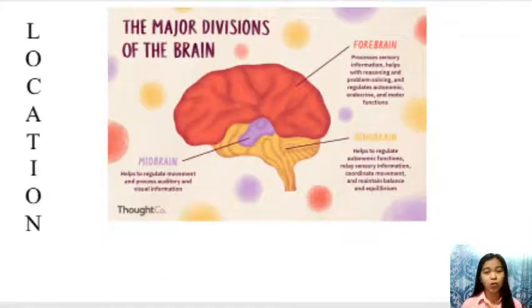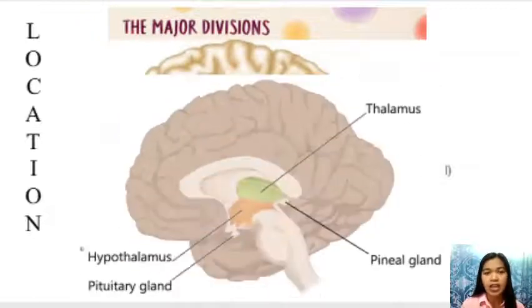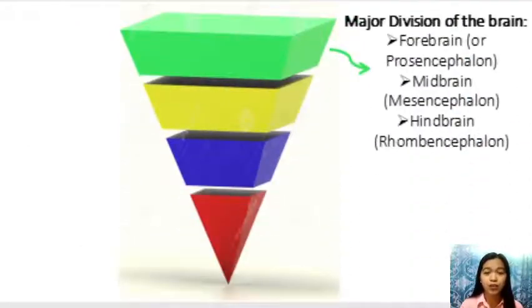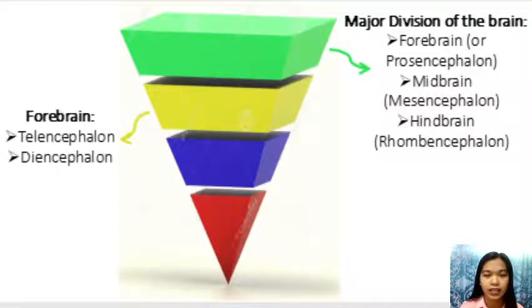First and foremost, when we are young, our brain is divided into three parts: forebrain, midbrain, and hindbrain. As we grow, the forebrain, midbrain, and hindbrain are further divided. But today we'll talk about the epithalamus.